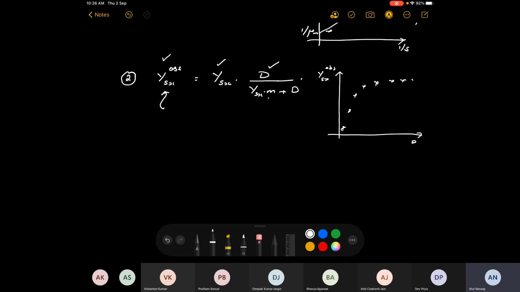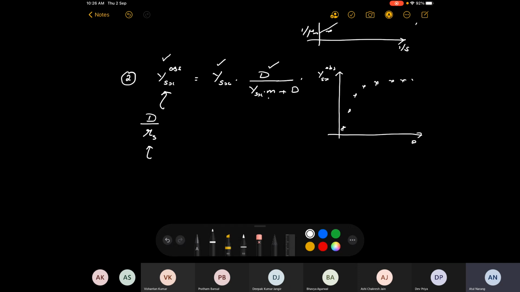This quantity is nothing but D divided by RS, the observed RS, whatever RS you actually see. And this you can measure. So at every D, you can find out the rate at which you are consuming the substrate.